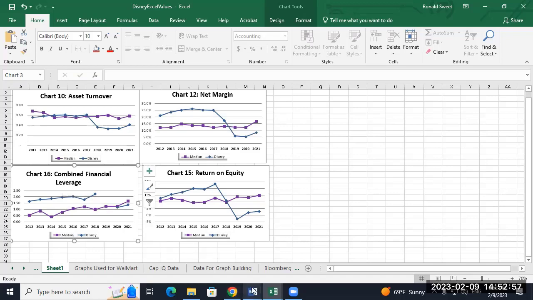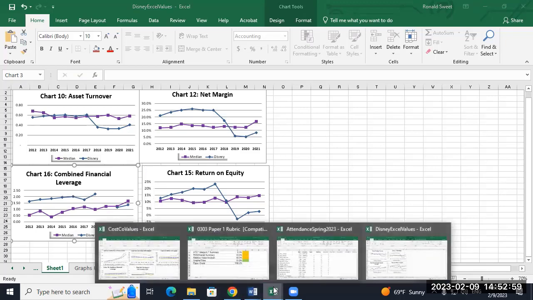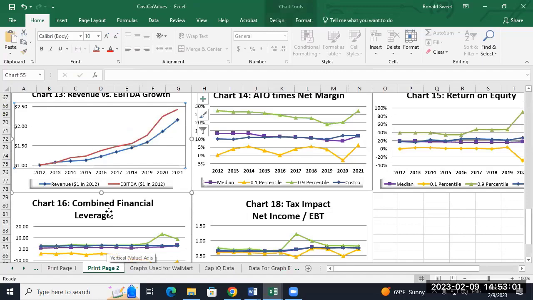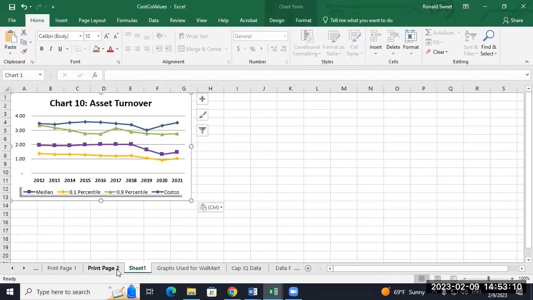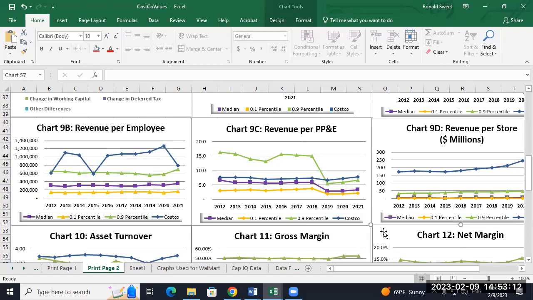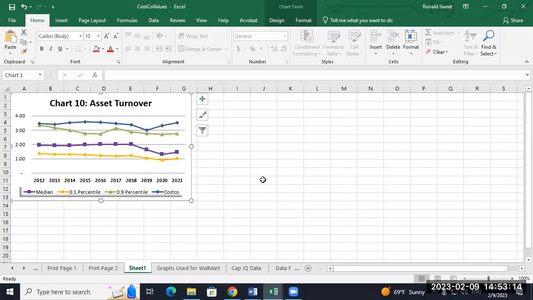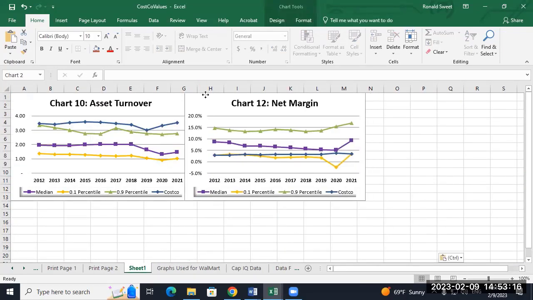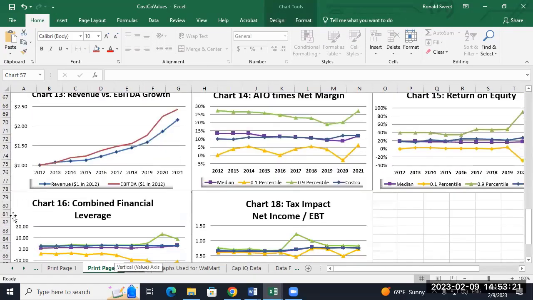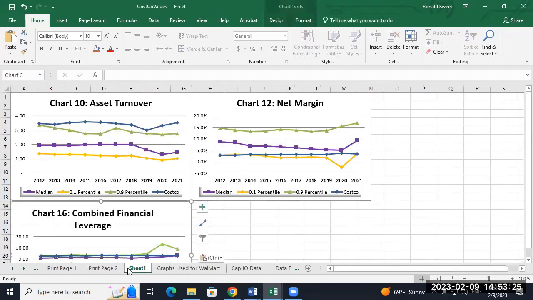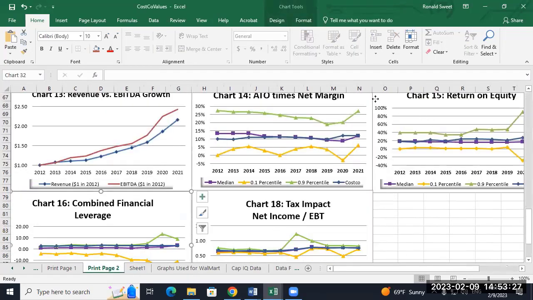So there's one company. Let me do another one because that's kind of a strange company. Let's try Costco, a little bit cleaner company. So I'll bring in chart 10. Chart 12. Chart 16. And chart 15.